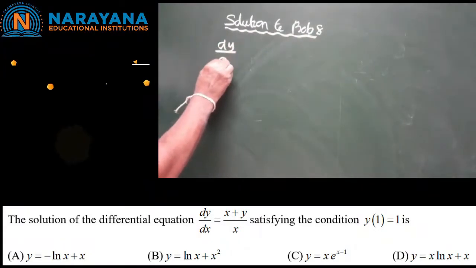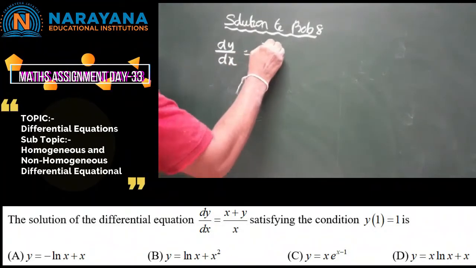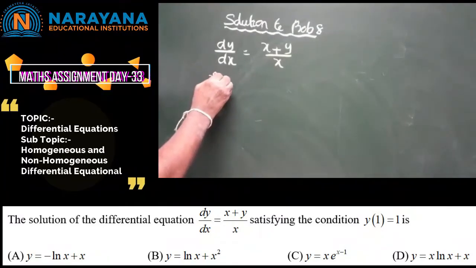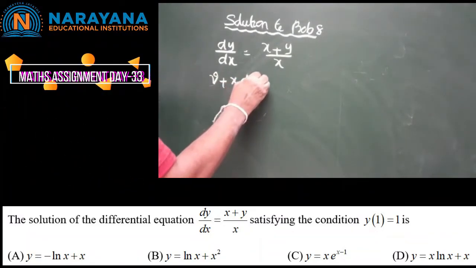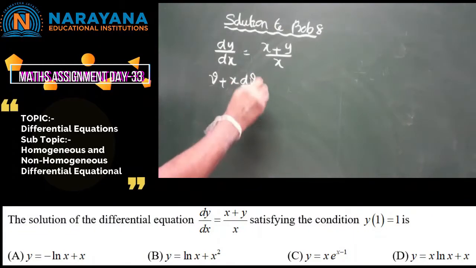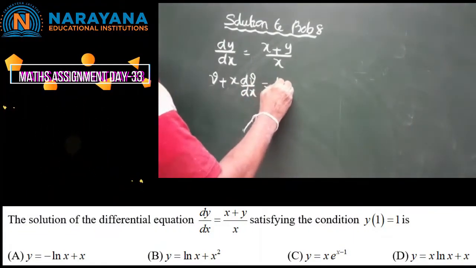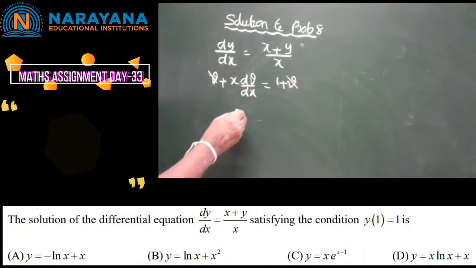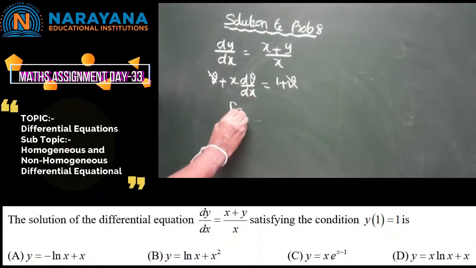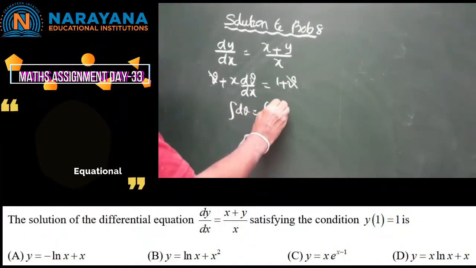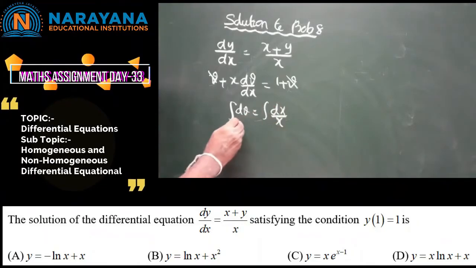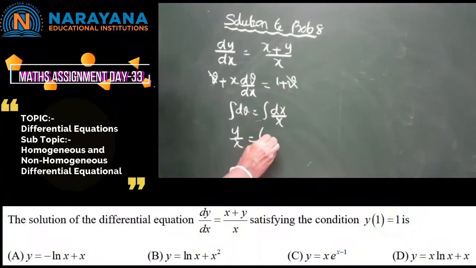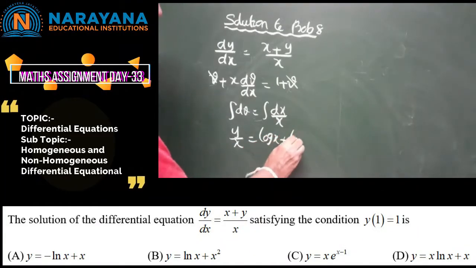dy by dx equal to x plus y divided by x. So we write y equal to vx, v plus x dv by dx, so that we can get 1 plus v. This v will get cancelled on both sides. So integral dv is equal to integral dx by x. Integral dv is v, which is y by x, so you can get y by x is equal to log x plus log k.